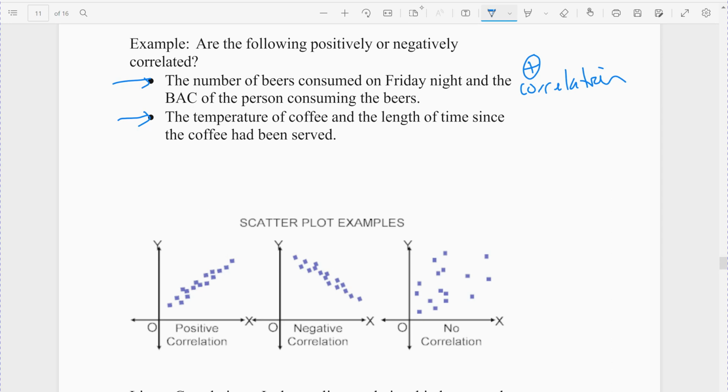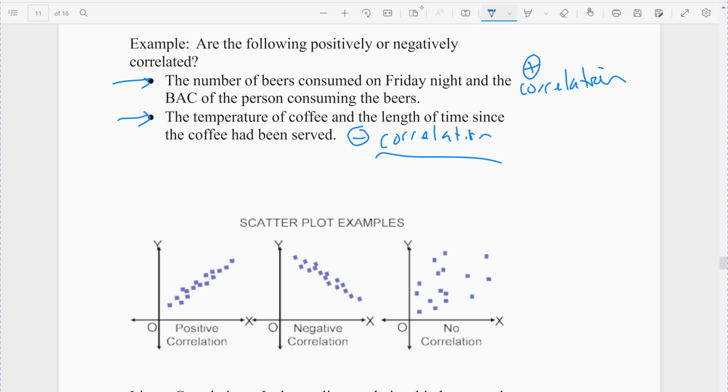And so what's happening is that the longer the coffee sits out, so as time increases, the temperature of your coffee decreases. And it is correlated, right? There's a relationship between how long your coffee sits out and how hot it is. Oftentimes we've left a beverage out, and especially if it's a hot cup of coffee, it would be negative.